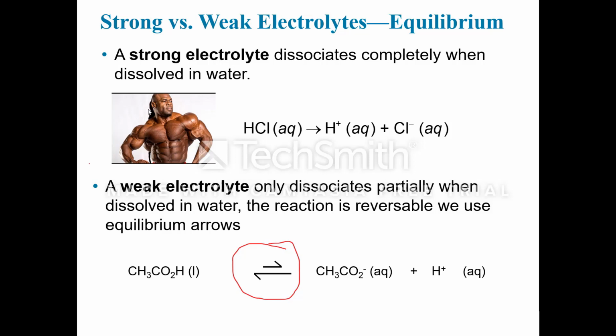Let's recap about the term strong as it relates to chemistry. It means complete dissociation, not powerful. And weak means only partial dissociation. It does not relate to having less power.